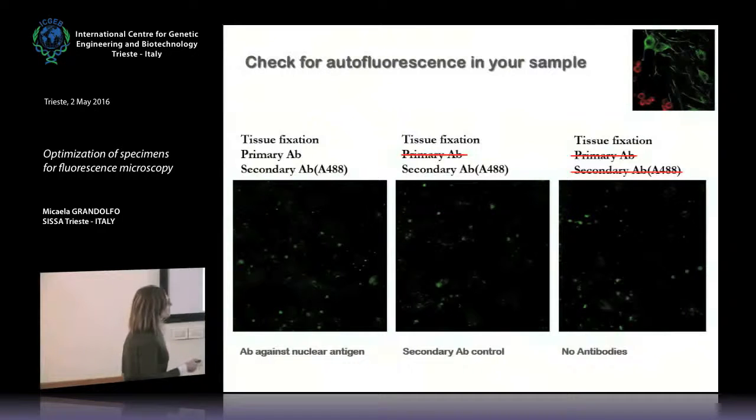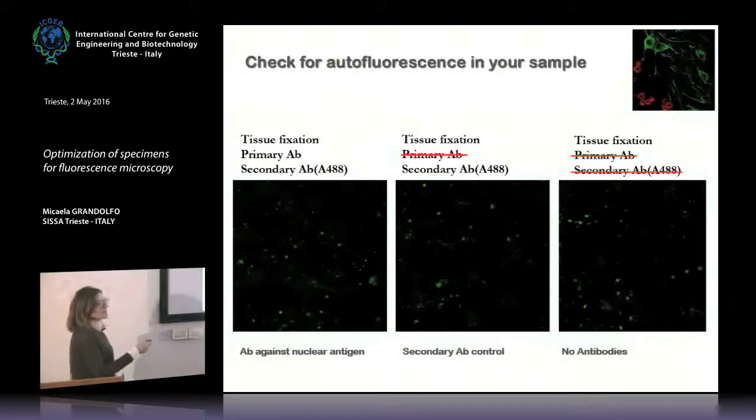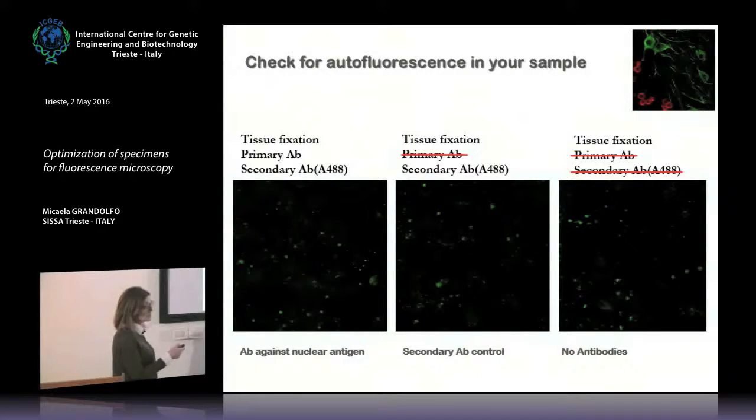So my advice is do not stop here and try to draw conclusions. Every time you have to control for your secondary antibody and even for the eventual autofluorescence that you can find just in your fixed tissue. Okay?